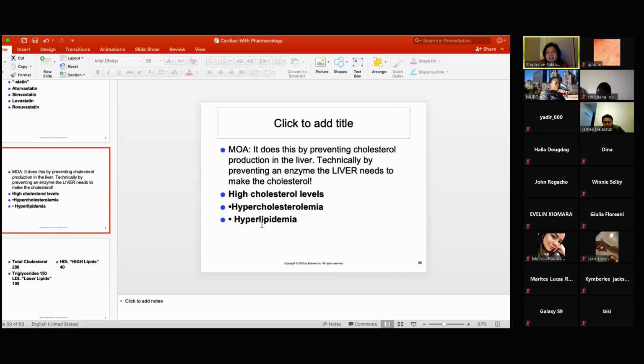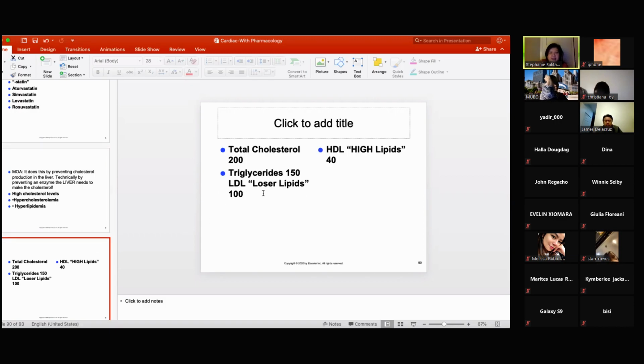They're also saying it could be hypercholesterolemia or hyperlipidemia. They both mean the same thing. They both mean high cholesterol levels. Now you have your LDLs and your HDLs. I always get confused. Well, now, which one is the bad? LDL. I always get confused between the two. So the LDL is the bad.